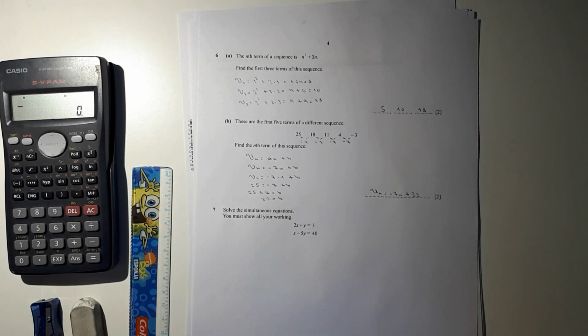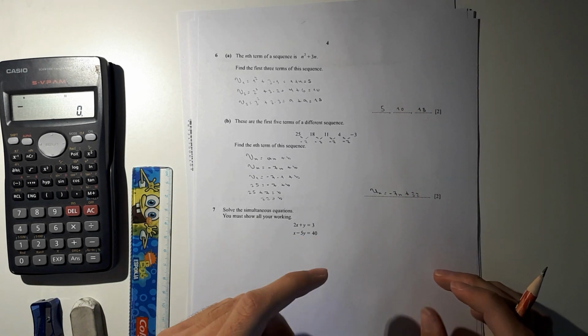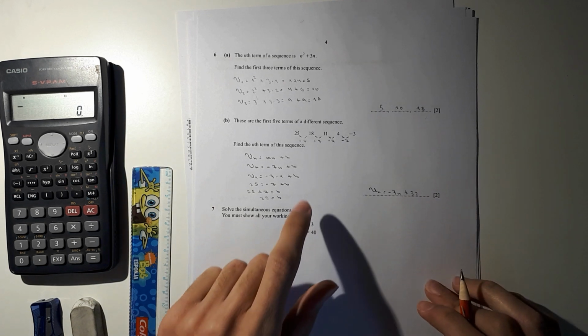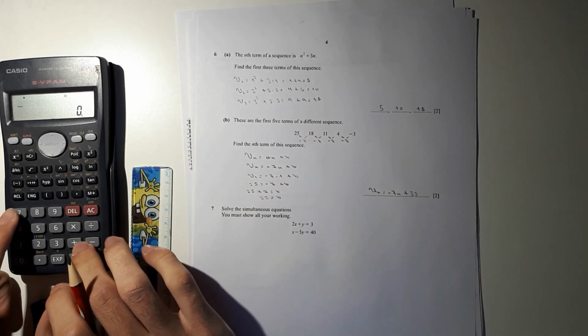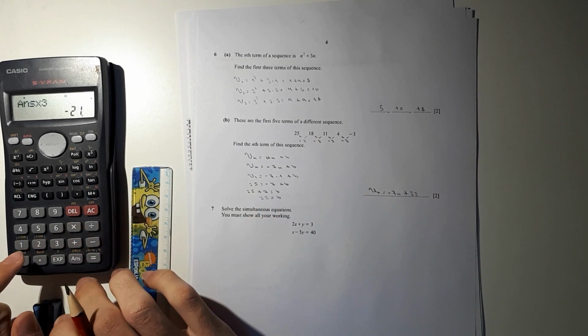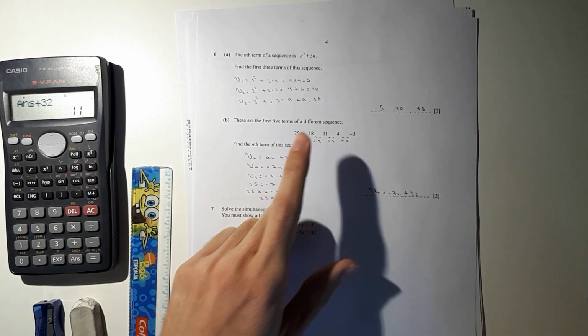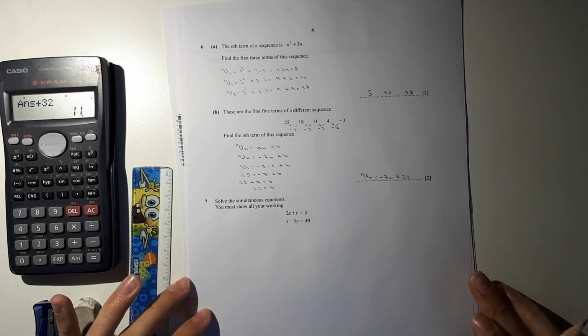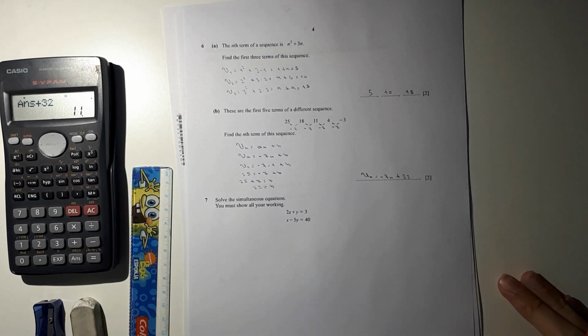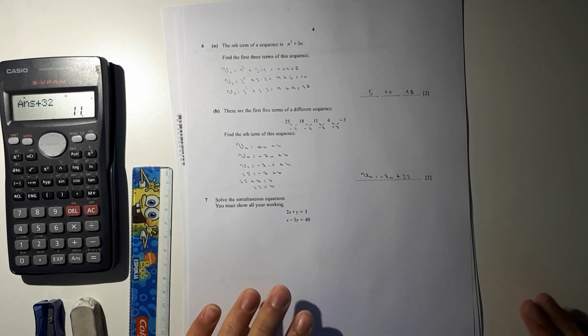And we can check if this is correct by replacing it with another number. So we're going to use the third value: minus 7 multiplied by 3 plus 32, and we got 11 as this value. Good. So we're going to follow with the next exercise, and we have to solve a simultaneous equation.